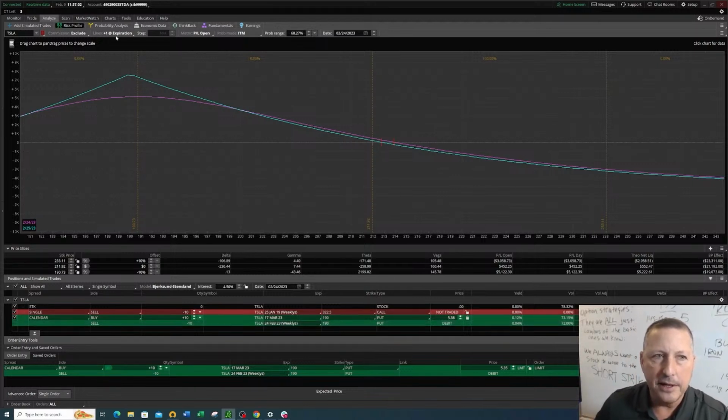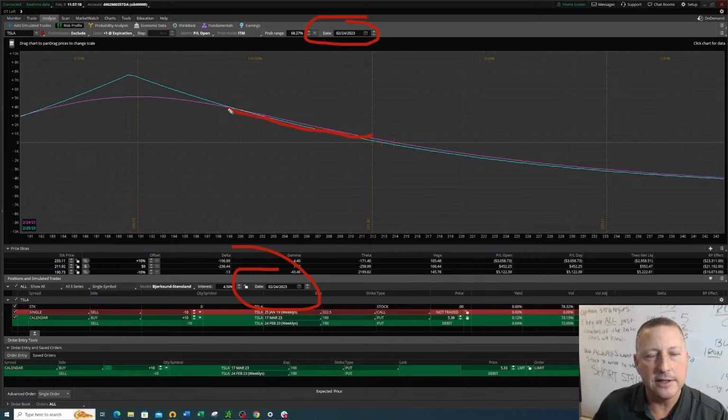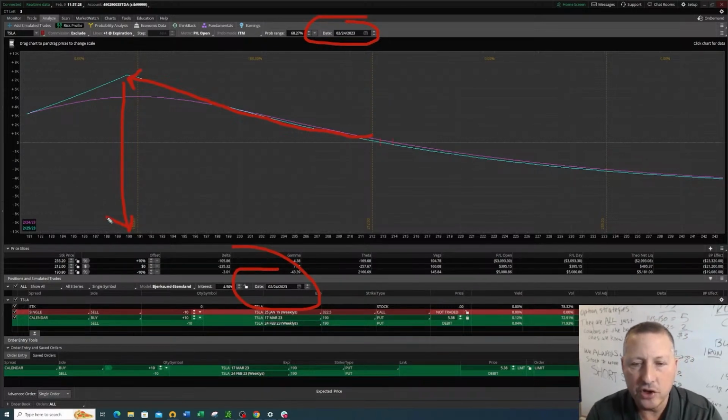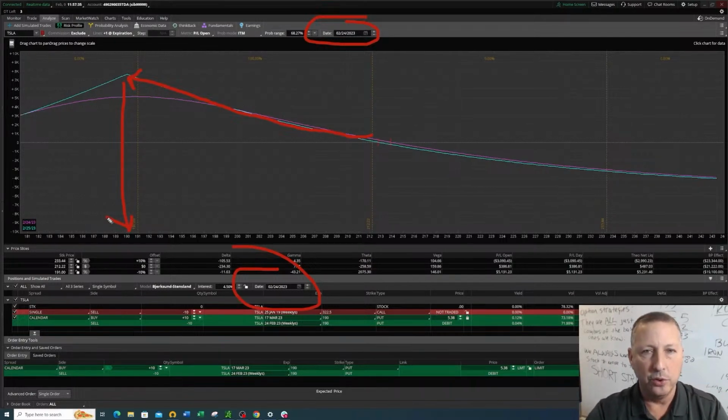So what I've done on this P&L graph right here, everybody, is you can see I've adjusted the date to expiration. You can see the P&L increases as the stock moves right towards 190. And at expiration, that is ideal. And that's really the same, everybody, with any type of option strategy that you use.